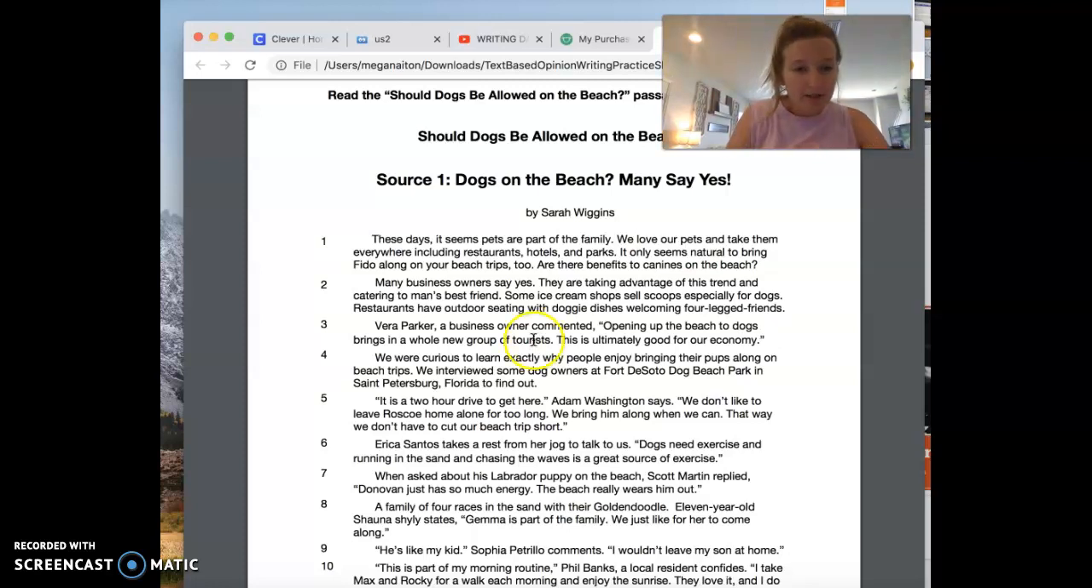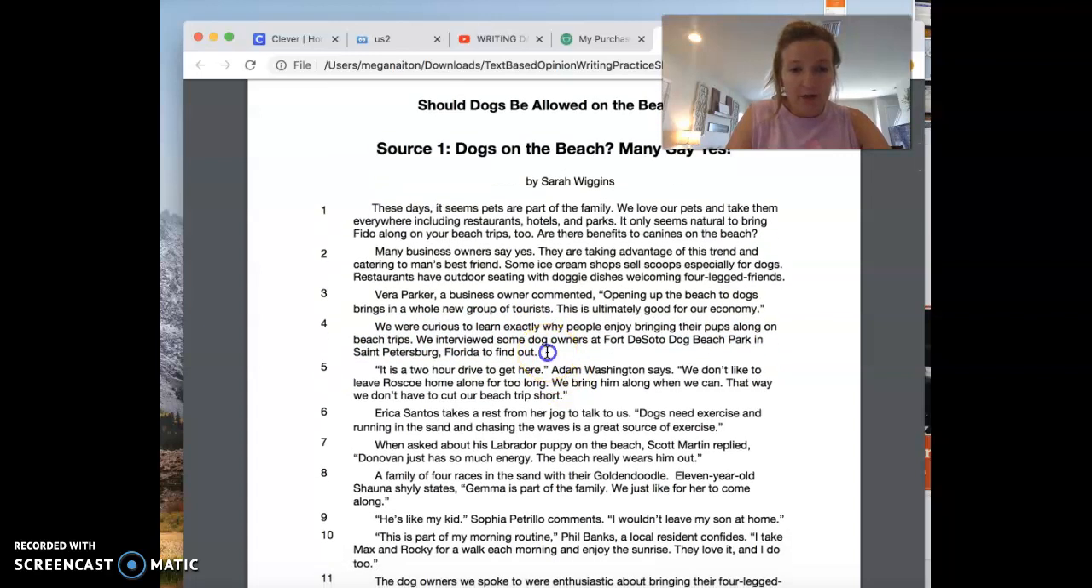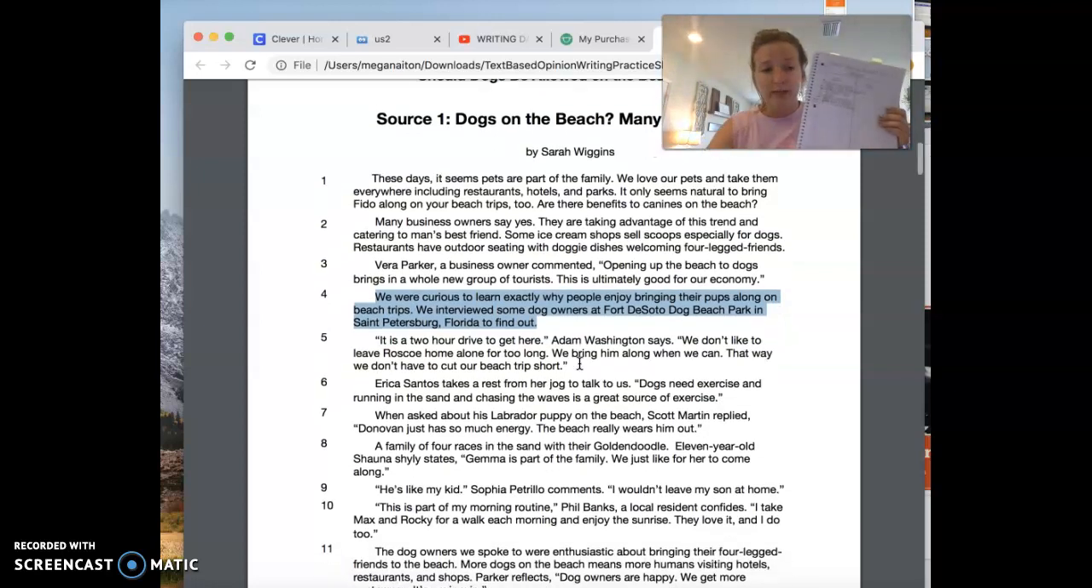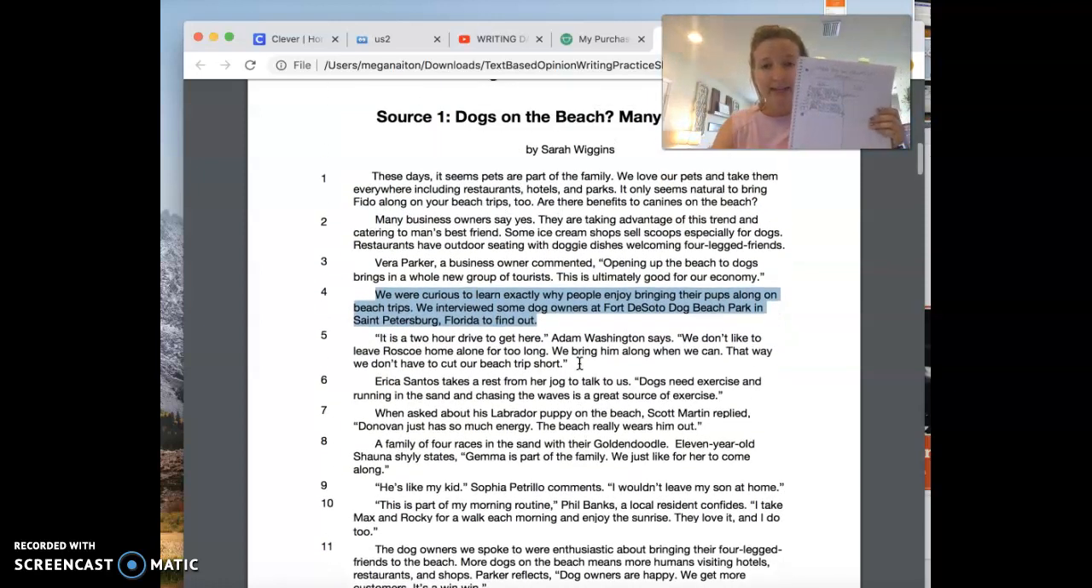All right. Paragraph 4 says, we were curious to learn exactly why people enjoy bringing their pups along on beach trips. We interviewed some dog owners at Fort DeSoto Dog Beach Park in St. Petersburg to find out. And I have a ton of original thought here because this is a dog park that we normally go to bring our dogs to. So I could add that later in my note-taking guide. All right, so I'm going to show you what I have for only, there's 11 paragraphs in my text. I have 4 facts to support yes, so I don't have anything yet to support no, but if I find something for no, then I will write that down.